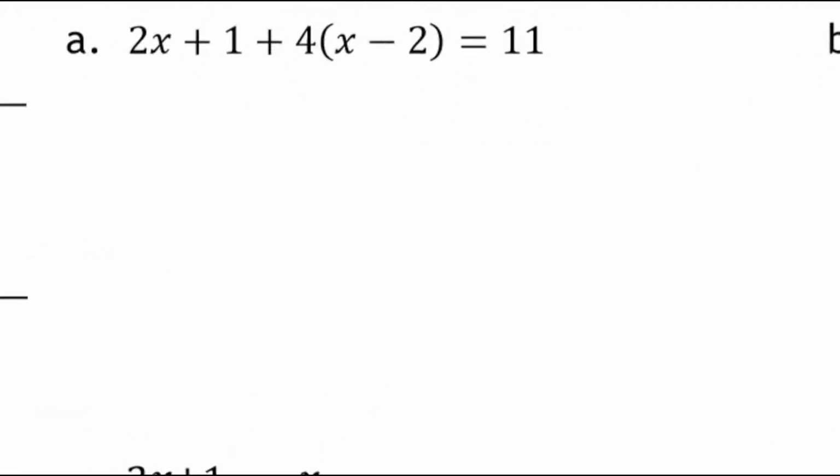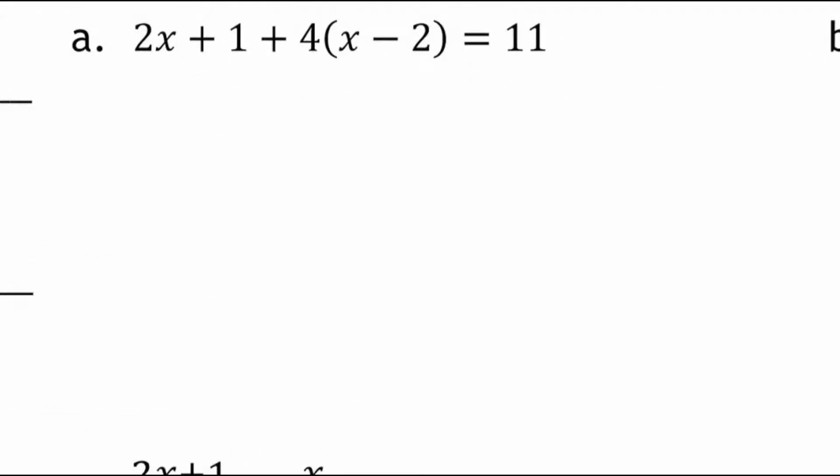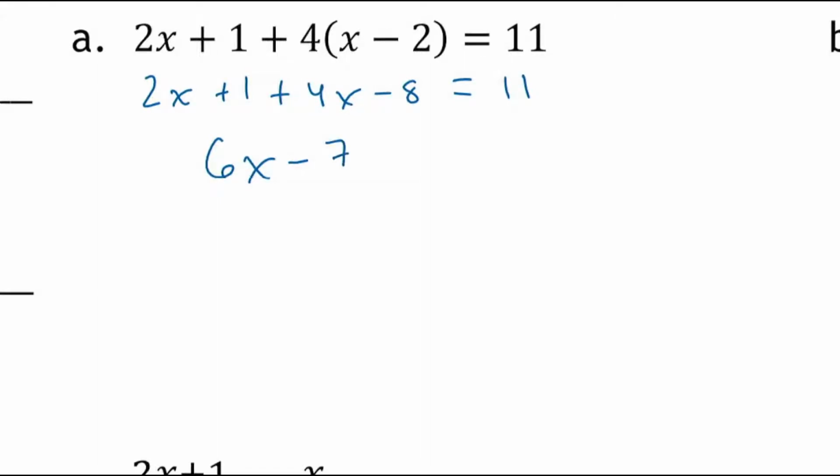Solve the following equations. Okay, let's rewrite using the distributive property. So we're going to go 2x plus 1 plus 4x minus 8 equals 11. I don't think I've messed up yet. Let's see, 2x and 4x is going to be 6 of them. So 6 times x minus 7 equals 11.